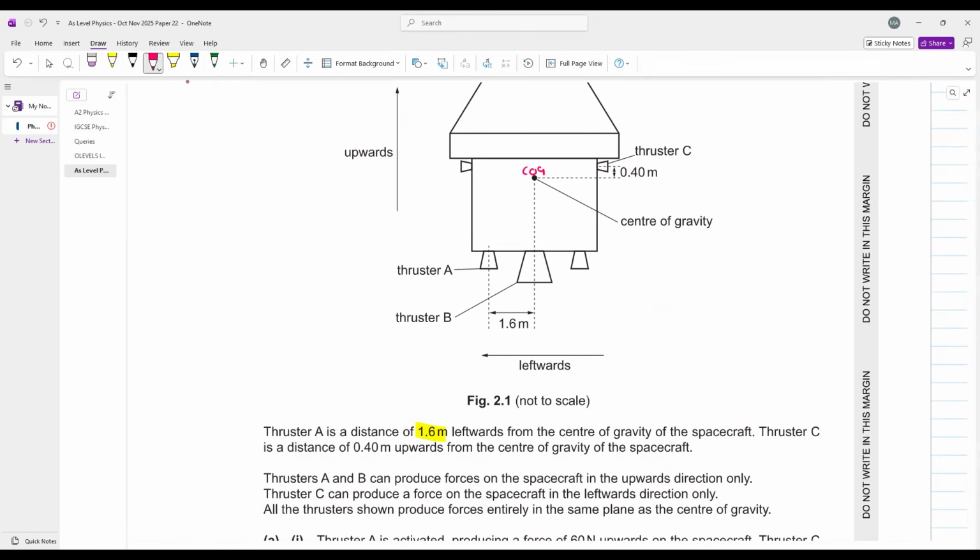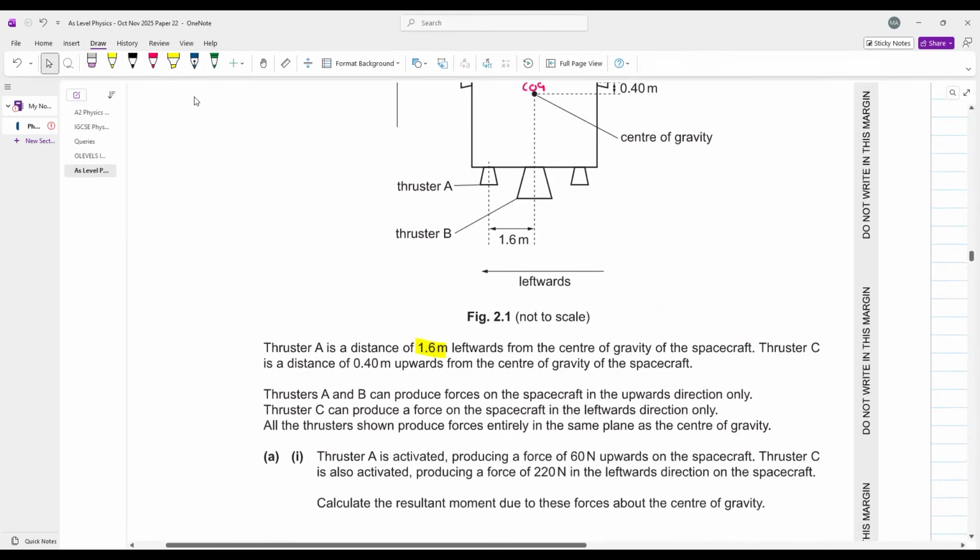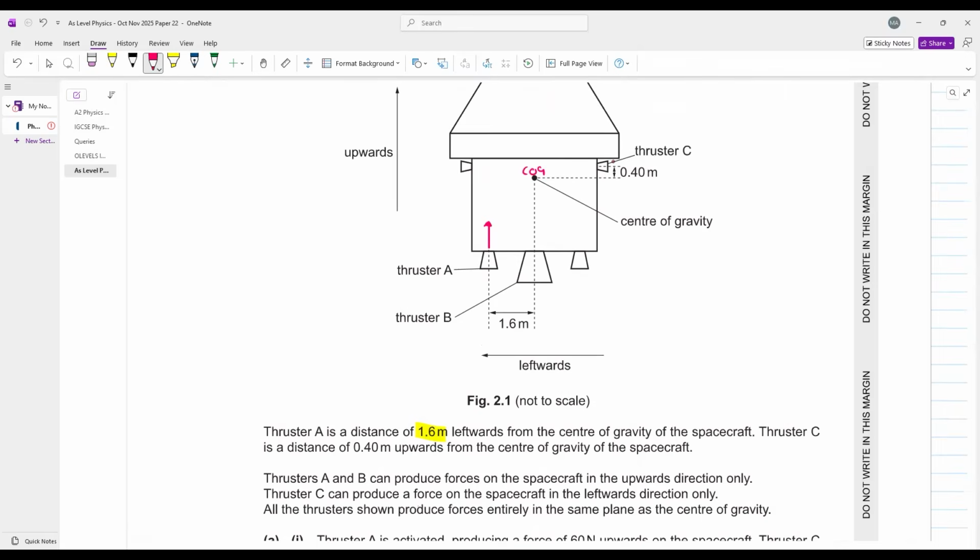Thruster A is 1.6 meters from the center of gravity. Thruster C is at a distance of 0.4 meters upward from the center of gravity. Thruster A and B produce forces on the spacecraft in the upward direction only. Thruster C can produce a force in the leftward direction only. Perfect.